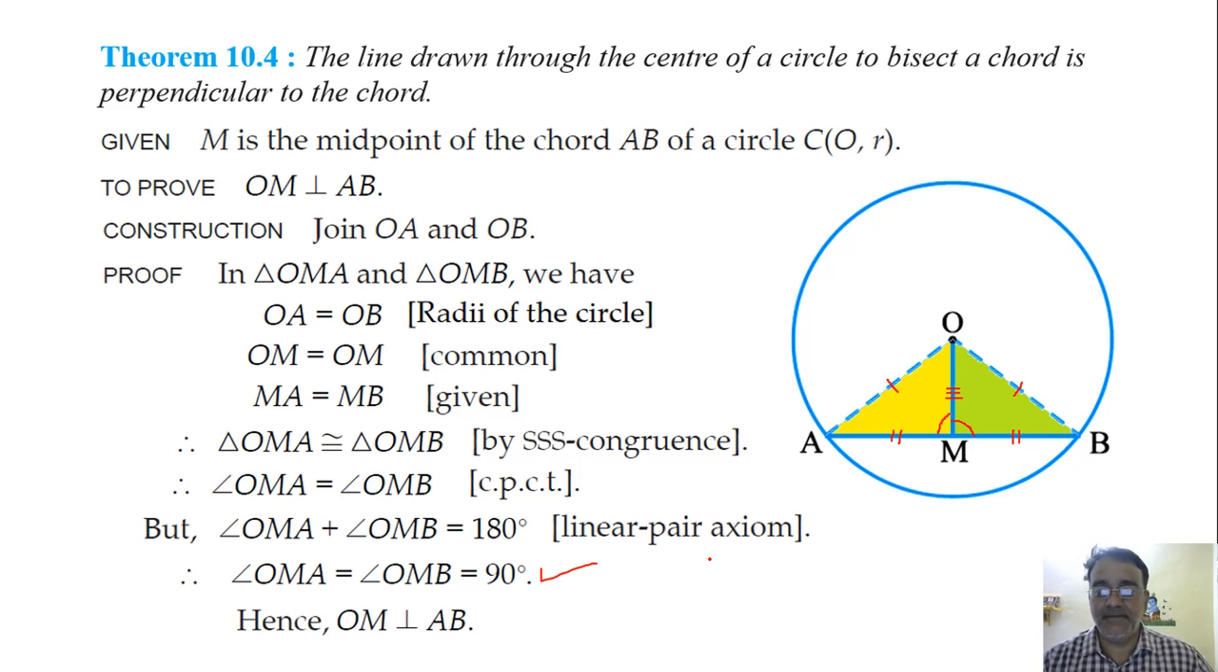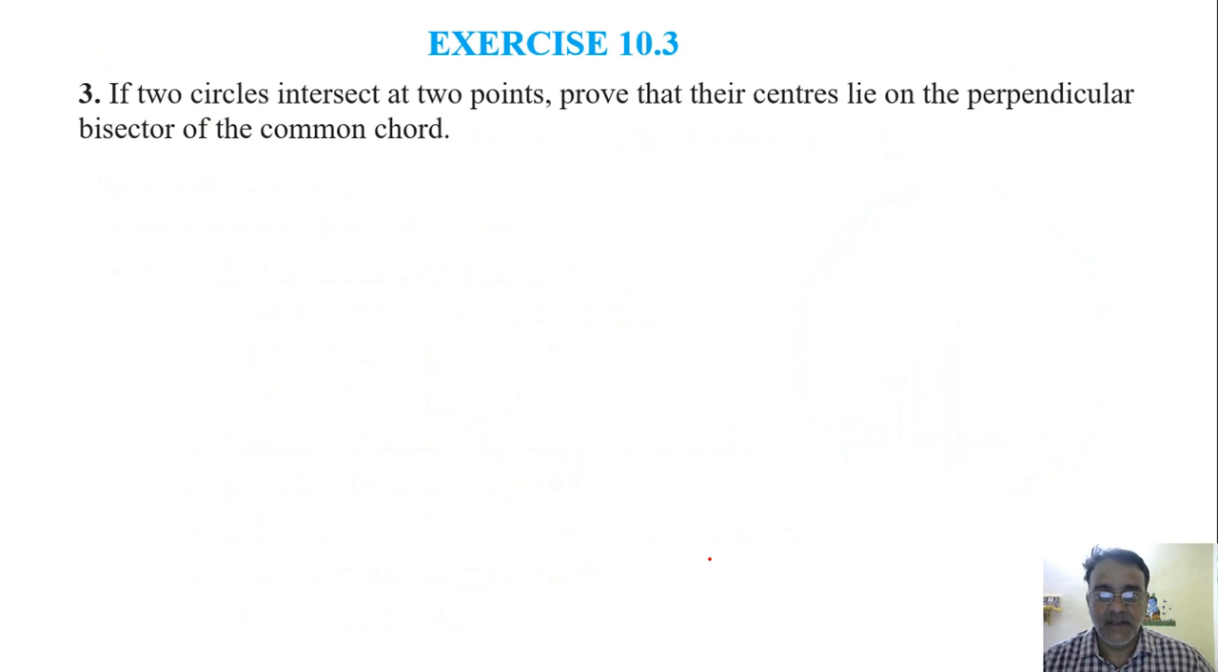Any doubt in this theorem? No, sir. Okay, now exercise 10.3, question number 3. If two circles intersect at 2 points, prove that their centers lie on the perpendicular bisector of the common chord. ठीक है? So हम लोग अभी revision में केवल important theorems करेंगे और important questions करेंगे, right? And we'll do some additional questions if required at the last, in the last revision.